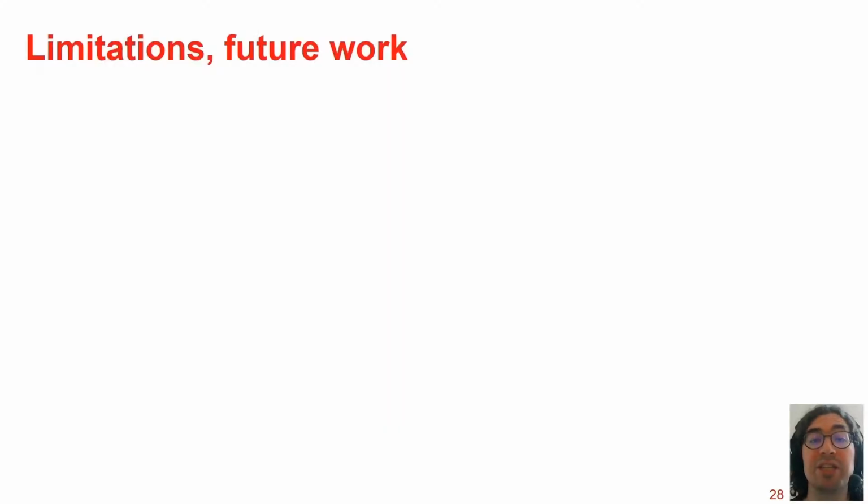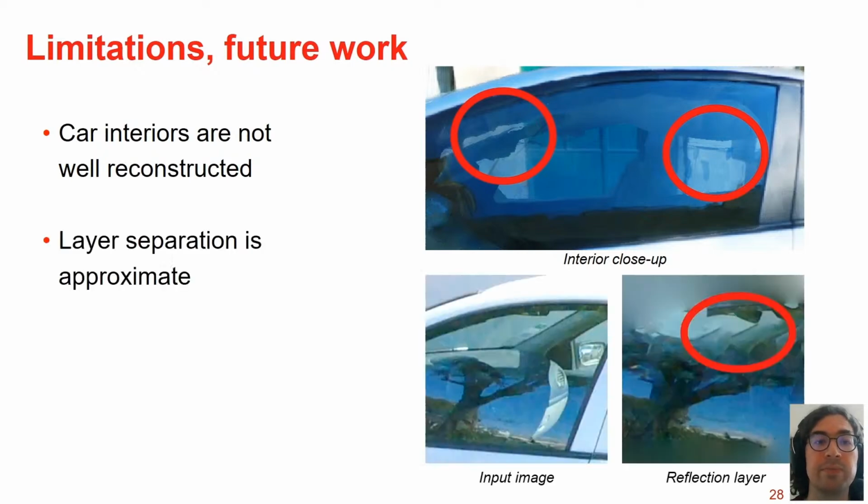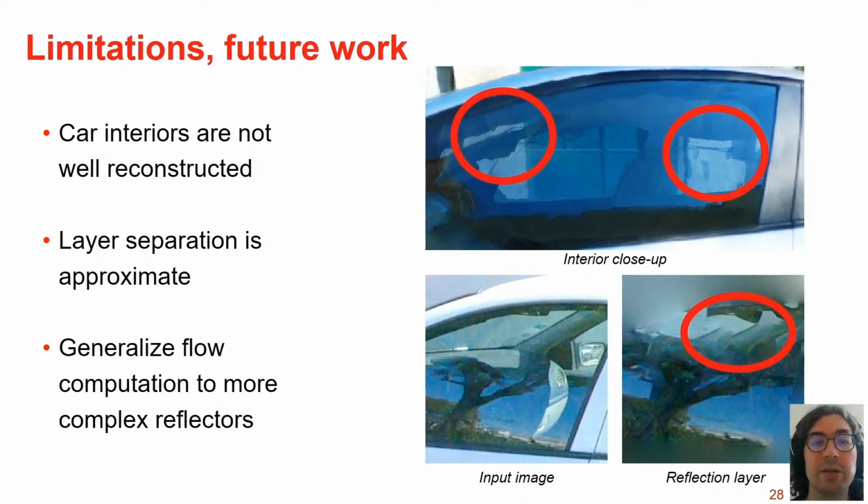We currently have some limitations and opportunities for future work. While we process the outer hull of the car, the interior often suffers from very low visibility in the input images and is often very noisy and imprecise as a result. The layer separation is an approximation that can sometimes introduce extra ghosting of transmitted elements. Finally, generalizing the reflection flow computation to more complex reflectors would be an interesting avenue for future work.